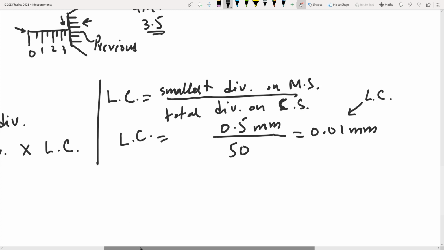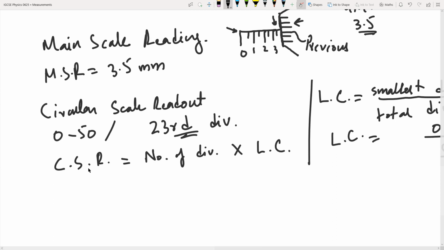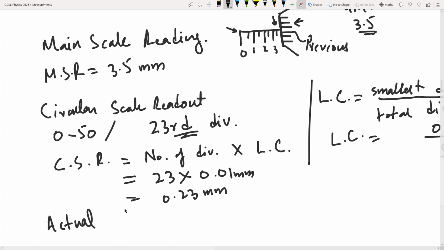So coming back to the original problem, what is the CSR? That's the 23rd division multiplied by the least count. So it is going to be in millimeters. So that is going to be 0.23 millimeters, right? So what is going to be the actual length? The actual length of the object, or the diameter of the ball that we were measuring, is going to be the MSR plus the CSR, right? The main scale reading plus the circular scale reading that we took.